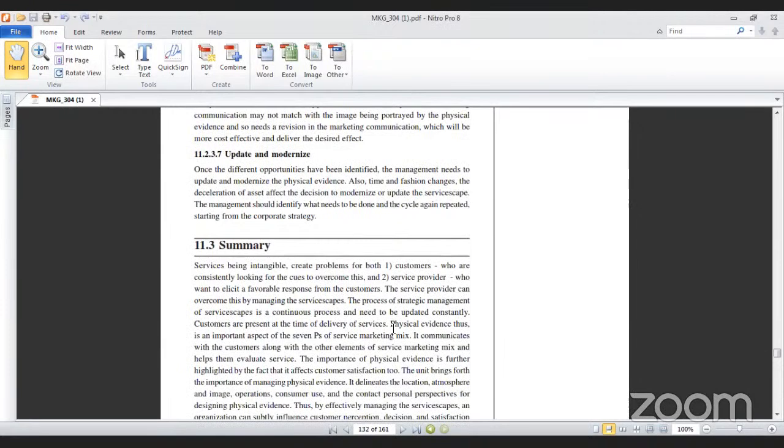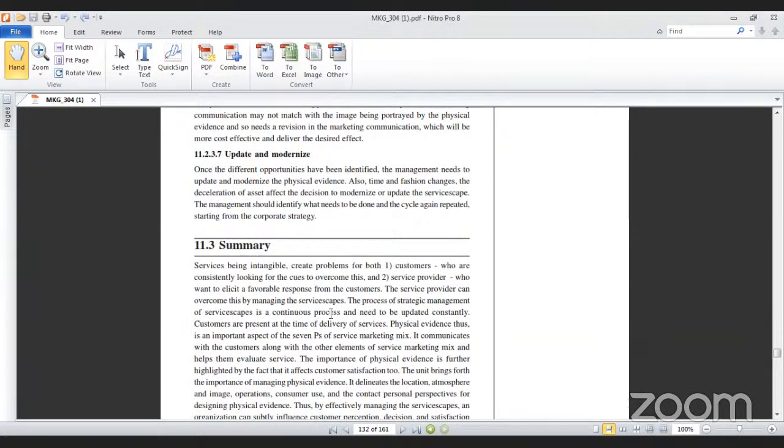Summary. Services being intangible creates problems for both customers, who are looking for clues to overcome this, and service providers, who want to elicit a favorable response from the customer. The service provider can overcome this by managing the servicescape. The process of strategy management of servicescapes is continuous and needs to be updated. Customers are present at the time of delivery of service.